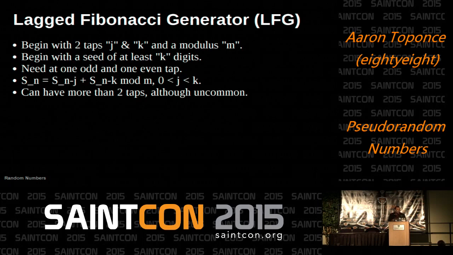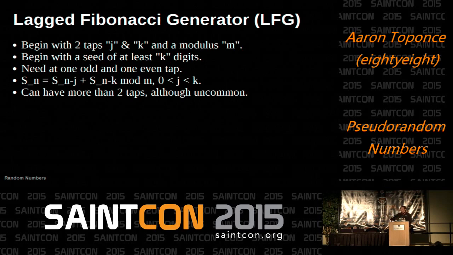If you want to generate odd and even numbers, then you will need at least one odd and even number that comes through the taps. If your seed is entirely even numbers, then you're going to generate entirely even pseudorandom numbers. That makes sense. So if you want odd and even, you'll need to at least have one odd number.